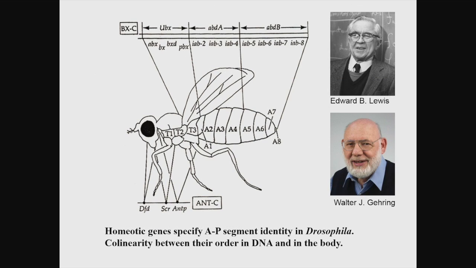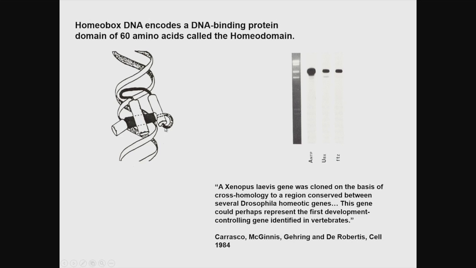And another case of gene loss can be seen in the case of the Hox genes, that were studied by Ed Lewis, and he found that there was a collinearity in the order of the DNA and in the body between the Hox genes. And Walter Gehring, who was a very dear friend of many of us here, passed away this year, he discovered that these genes had a little region called the homeobox, and that could be used to clone other genes. It's just a 60 amino acid region, so the homeobox is a region of 180 nucleotides that you can use to hybridize to other genes.